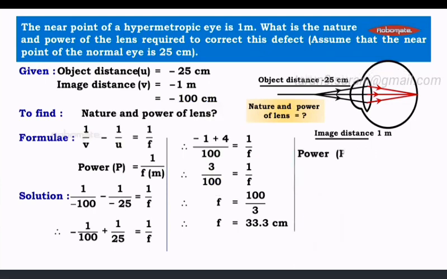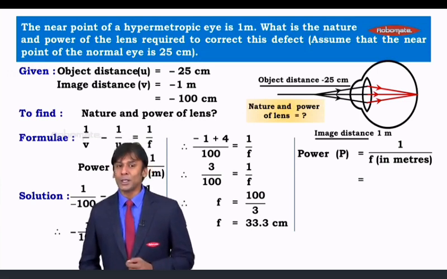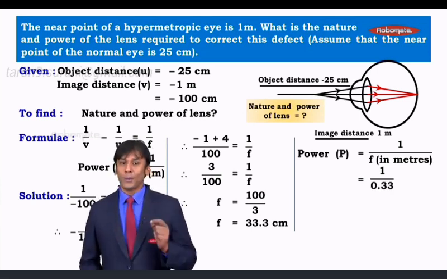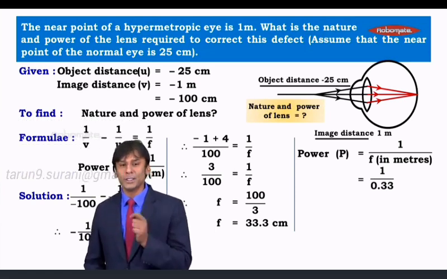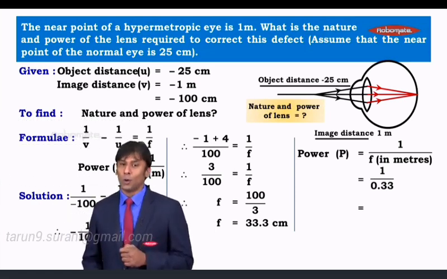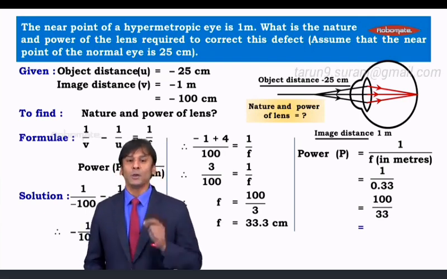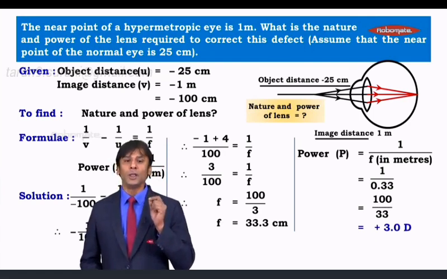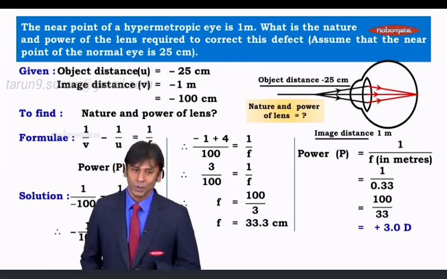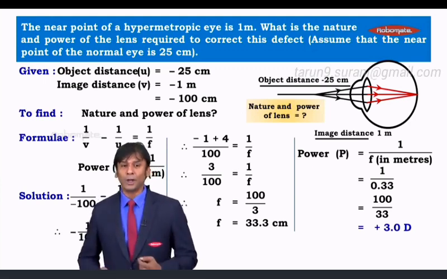So therefore students, we have understood the focal length. Now let's go to the second part and find the power. Now we know the formula for power P is equal to 1 upon f, where focal length is in meters. So therefore it will be 1 upon 0.33 because we have to convert 33.3 centimeter into meters. Now 1 upon 0.33 multiplying and dividing by 100 is equal to 100 upon 33, and 100 upon 33 is plus 3.0 diopters. So students, the answer for this numerical, the power is 3 diopters.